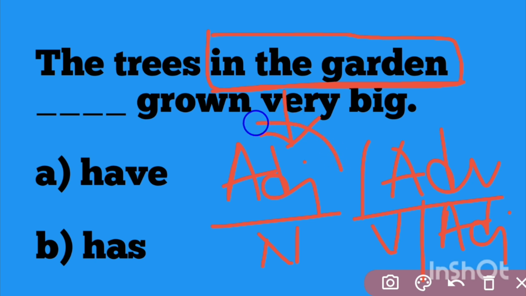If it is an adjective, it will be the description of a noun. So here it is the description of this noun. That means this part is the subject. This is not the subject. This is basically the description of the subject. Here the subject is the trees. So this part is the subject, the trees. And you know trees, it is plural.